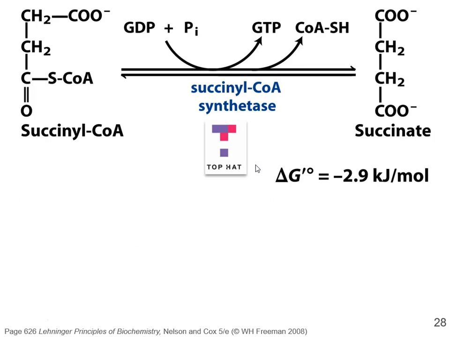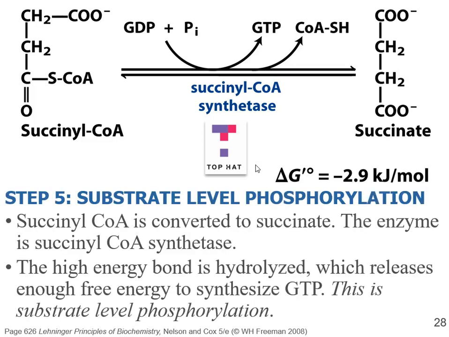So had we been in class, I would have asked you a top hat question, because I would have wanted you to see that this is a reaction that we call substrate level phosphorylation. Remember, we said there are 2 terms that we use to describe the synthesis of ATP and its equivalents, and that is oxidative phosphorylation, which we'll talk about in chapter 15, and substrate level phosphorylation. In this reaction, we will capture some of the energy in the hydrolysis of this thioester bond right here and use it to couple GDP and phosphate to form GTP.